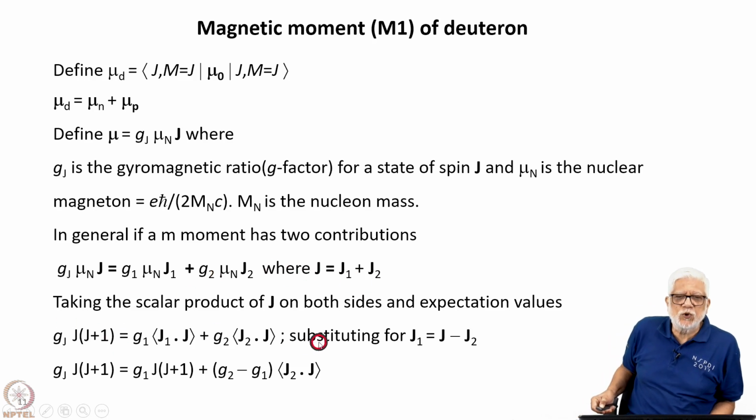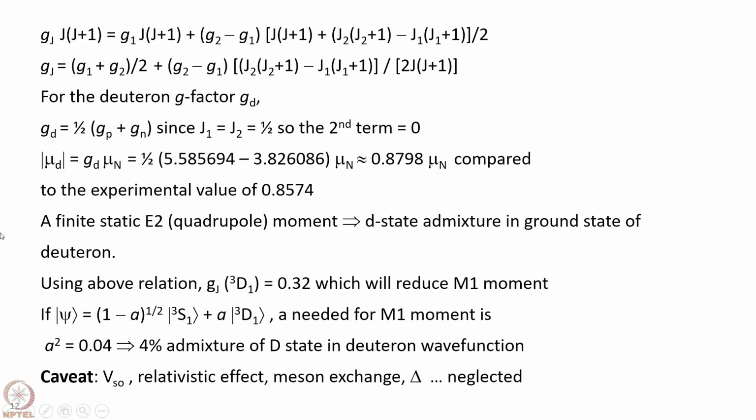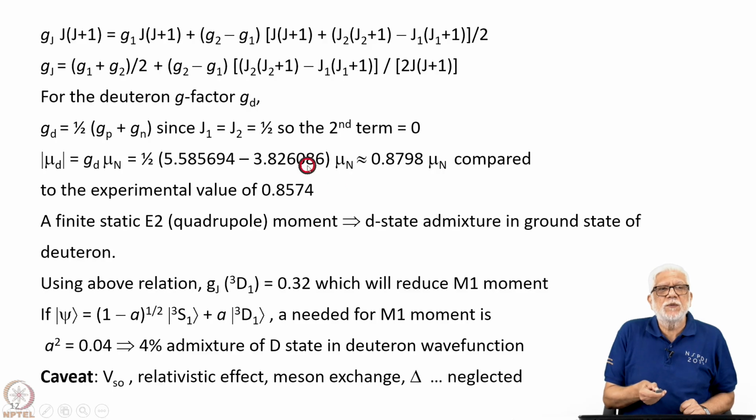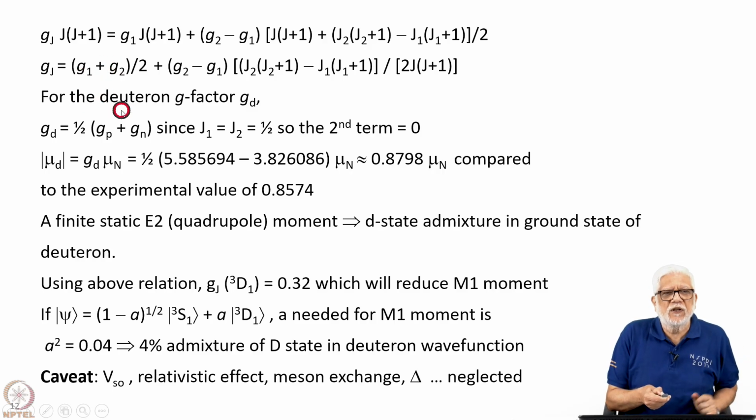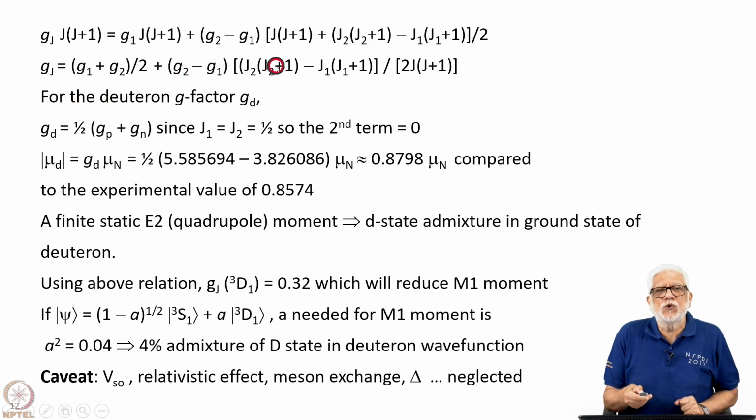Now you can take the scalar product on both sides, you can substitute, and then you get Gj times J into J plus 1 is equal to G1 times J into J plus 1 plus G2 minus G1 times J2 dot J. So if you go through this algebra, the Gj is just the average of G1 and G2, where G1 and G2 represent the nucleons contributing to the gyromagnetic ratio, plus G2 minus G1 times J2 into J2 plus 1 minus J1 into J1 plus 1 divided by 2 times J into J plus 1.